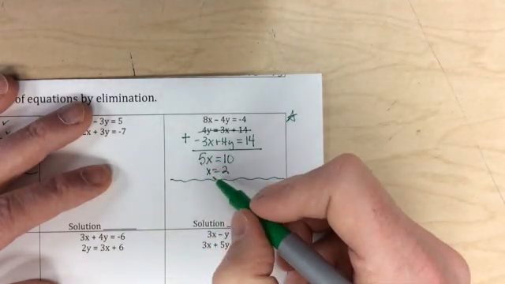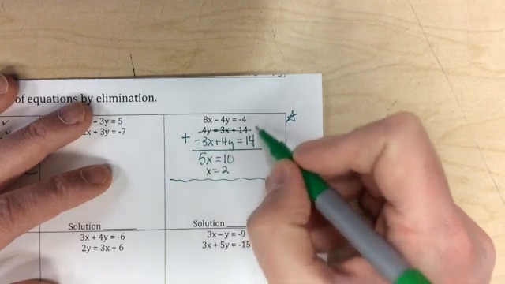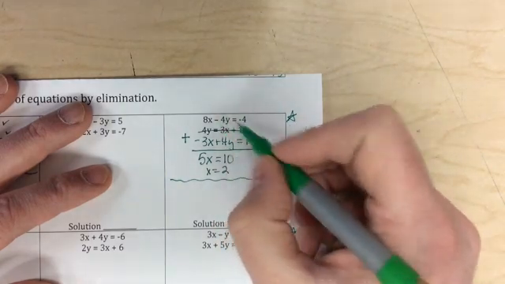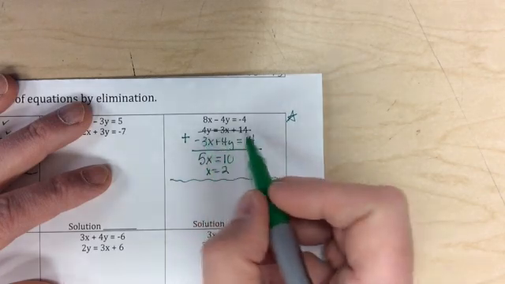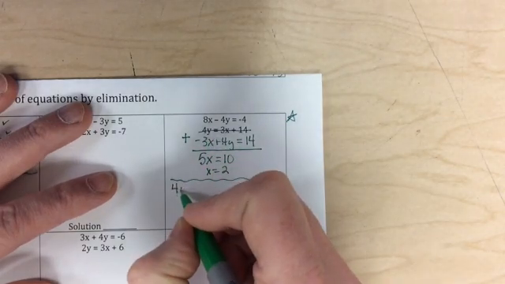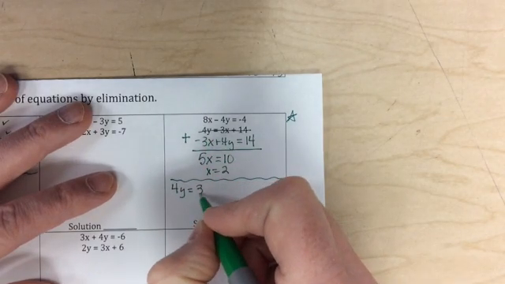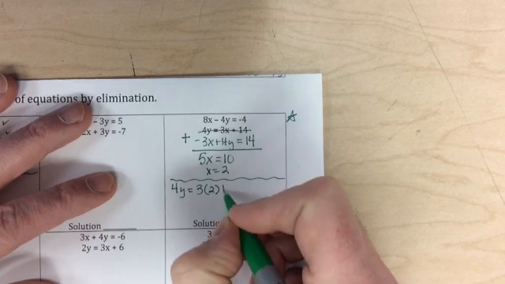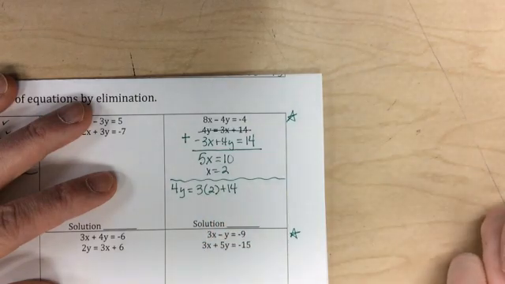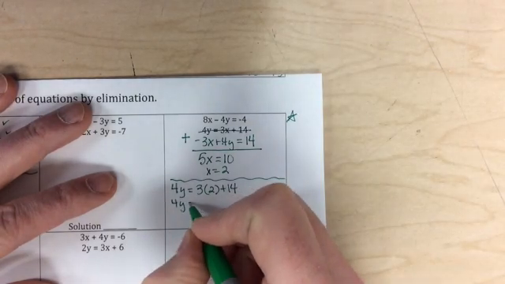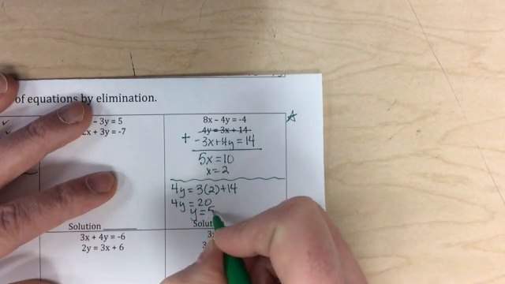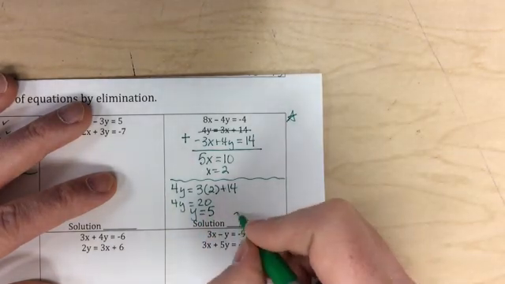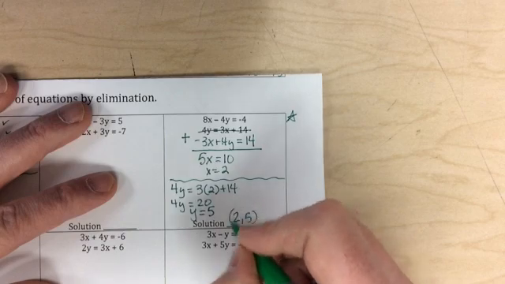Now I'm going to take that 2 and substitute it in either of the equations to find y. Well, I'm going to go back to the original equation because it's already solved for 4y over there. So we're going to do 4y equals 3 times 2 plus 14. So 4y equals 20, which means y equals 5. So my solution is (2, 5).